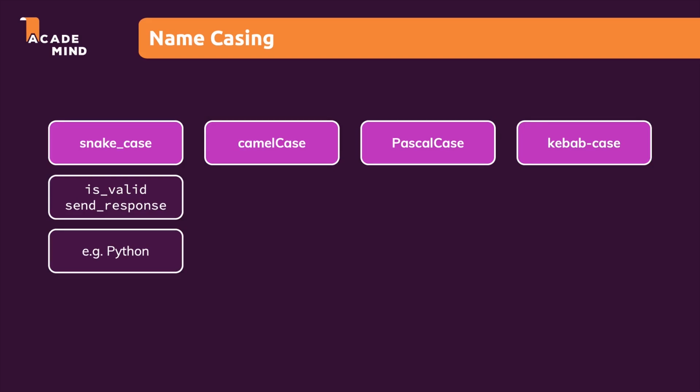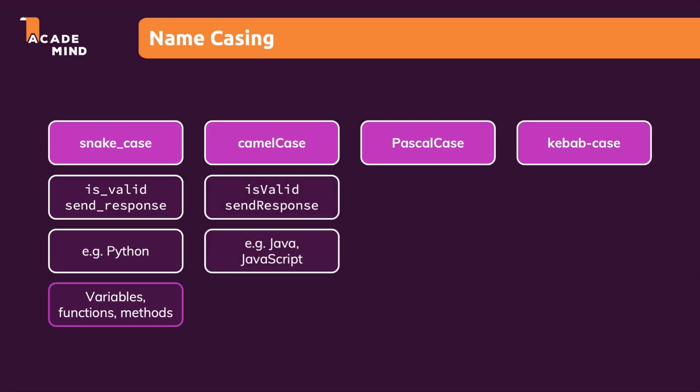And for example, you use snake case a lot in Python. There, you use it for variable names, for function names, and for method names. And that's what you saw in the initial examples in the first course section already. Now, Python uses snake case. Many other programming languages, like Java or JavaScript, use camel case, which looks like this. Is valid, send response, the same name, but now not with an underscore between words, but instead there is no separation between words except for the starting character of the next word in line.